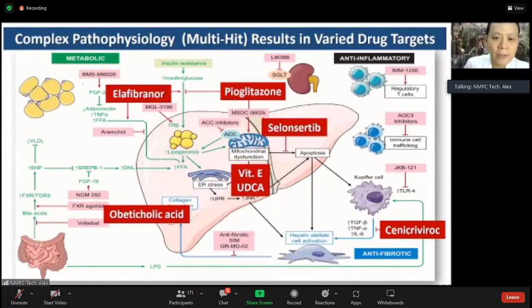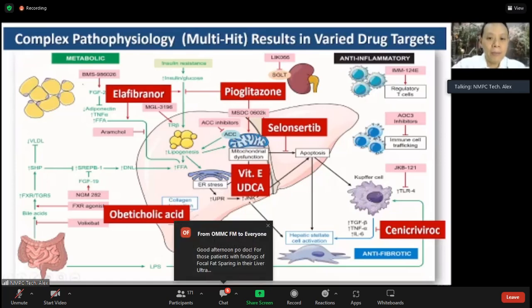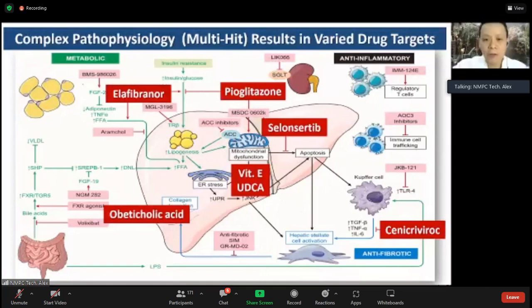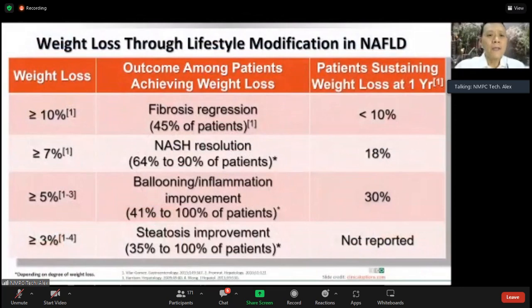Importantly, you can see that both vitamin E and ursodeoxycholic acid act in the final common pathway of fatty liver disease injury, and that is in the oxidation damage part. Now, of course, with all those drugs that I've shown you, the most important part of treatment is still diet and exercise. You still have to make sure that the patient does diet and exercise on their own.